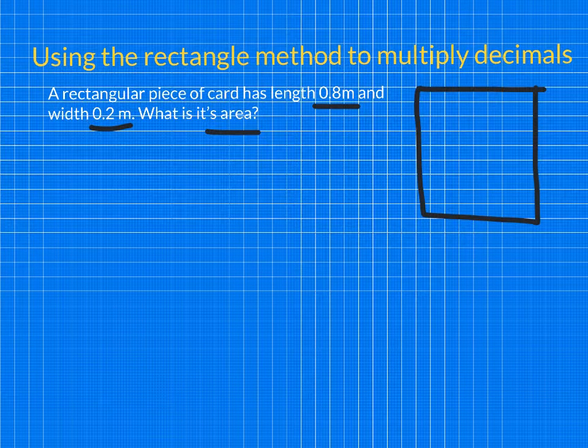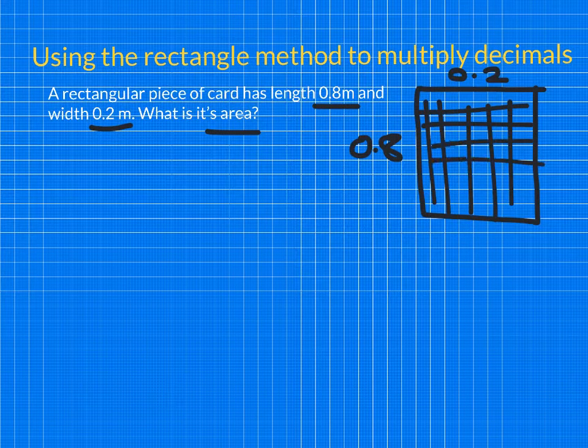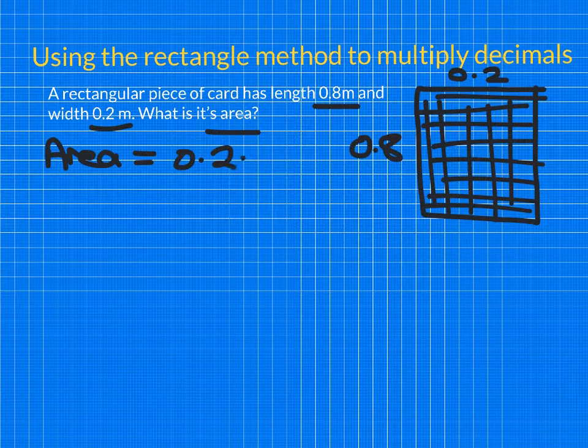and it's 0.8 metres long and it's 0.2 metres wide. So we're trying to find what is the area of the card. In other words, how many square metres it takes to fill the card completely. So now we can see that we have to find the area, and to find the area of a rectangle we have to multiply the two sides together. So it is 0.2 times 0.8.